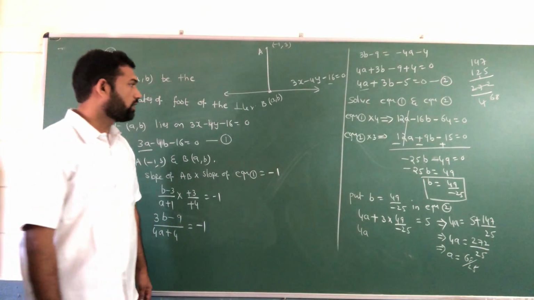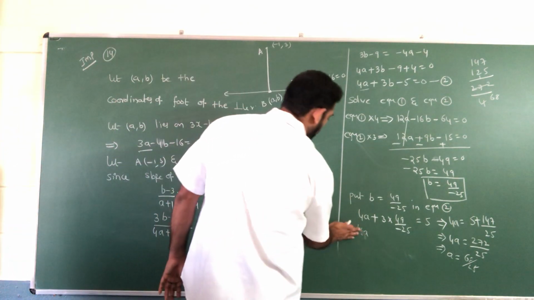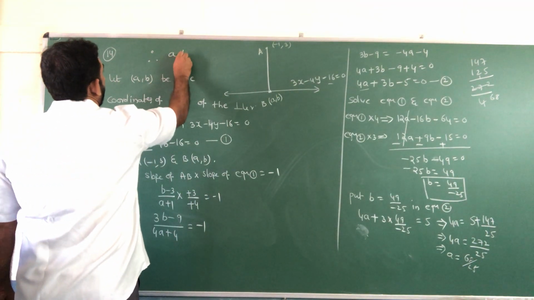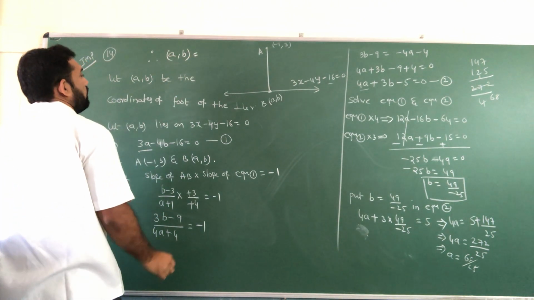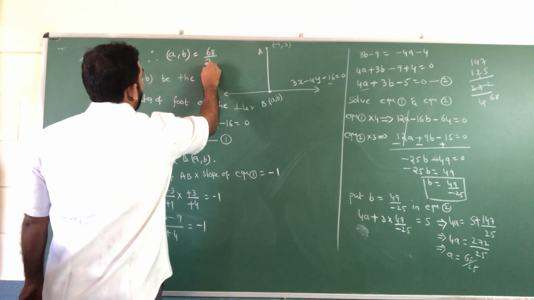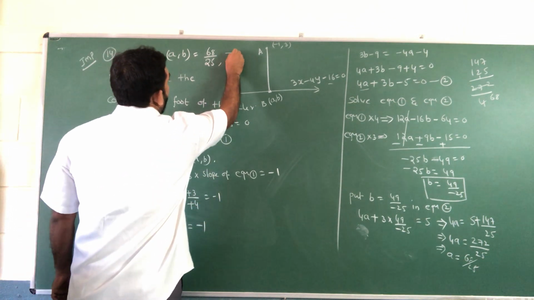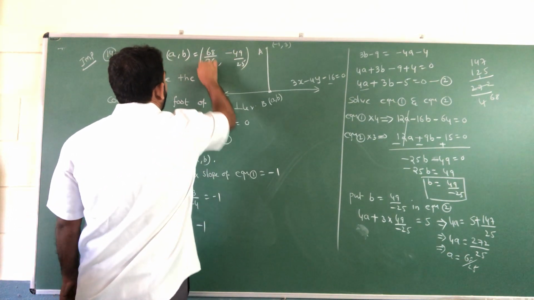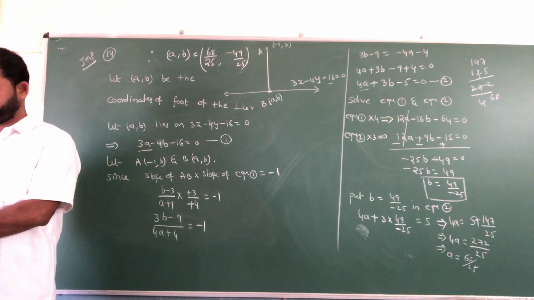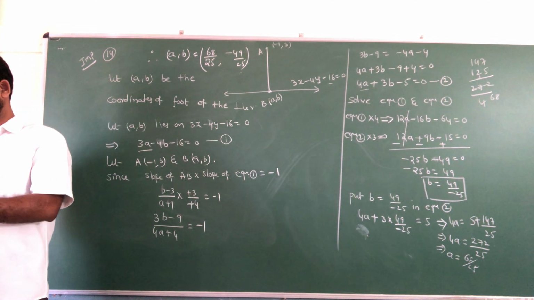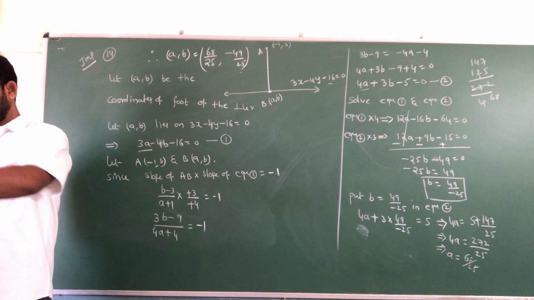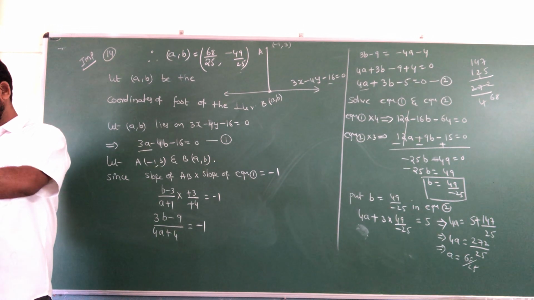That is all. Therefore the point a comma b is equal to 68 by 25 comma minus 49 by 25. That is our point. Note down first. Same point came out. Note down fast.